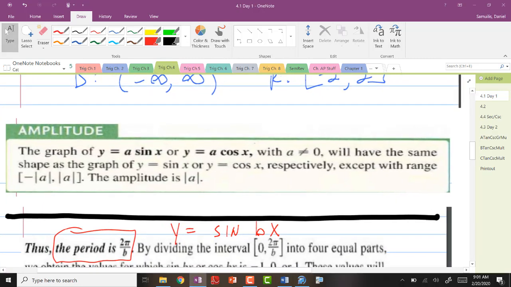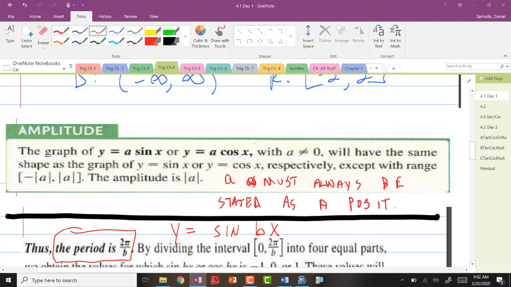as in conclusion, the amplitude is the a value in front of the function. But just make sure a is always stated as a positive, because amplitude is considered a distance. So a must always be, I'll write this really slow, stated as a positive number, because it's a distance. So I don't care if there's a negative in front.